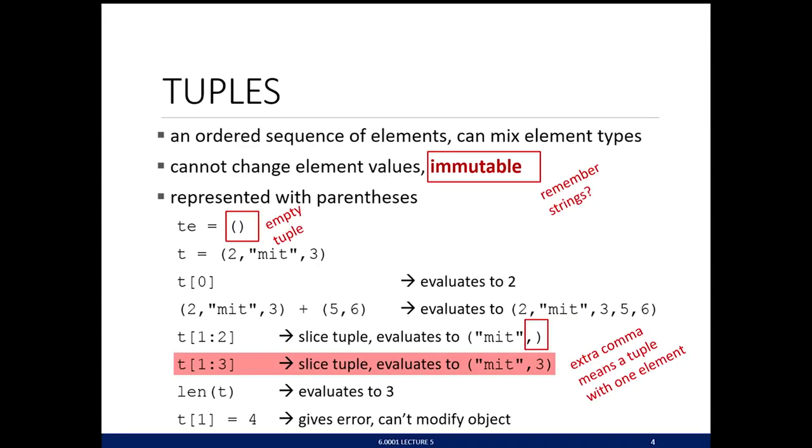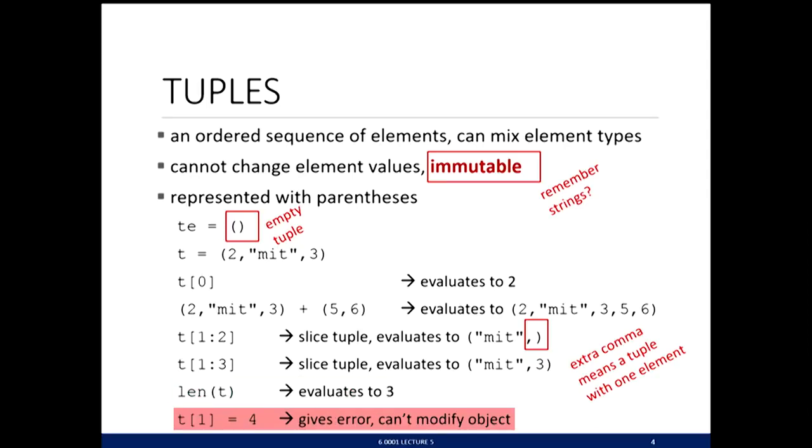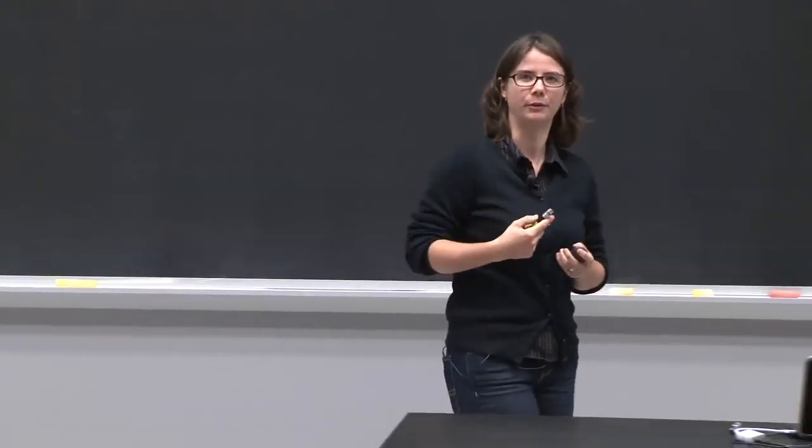And we can do the usual operations like get the length of a tuple, which says how many elements are in my tuple. And len of this t would evaluate to 3 because there are 3 elements inside the tuple, each element, again, separated by the comma. And just like strings, if we try to change a value inside the tuple, in this case, I wanted to try to change the value of the second element to 4, Python doesn't allow that because tuples are immutable.